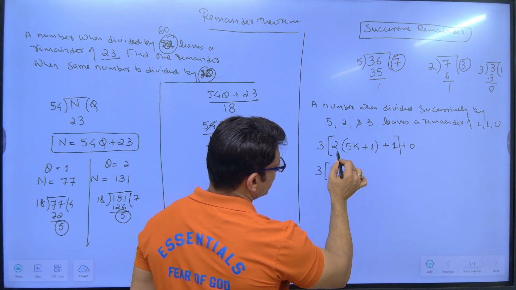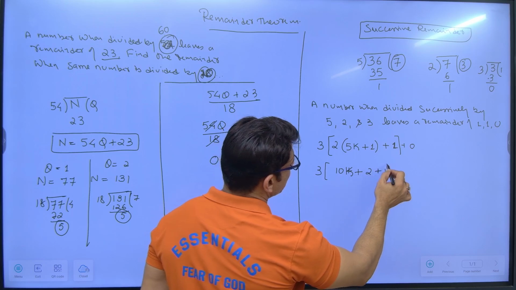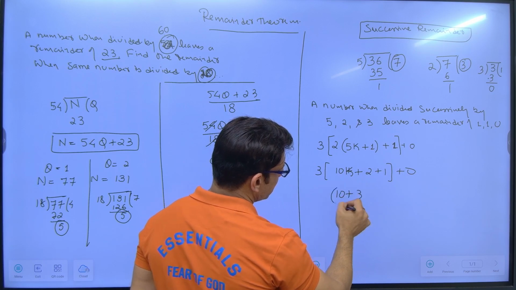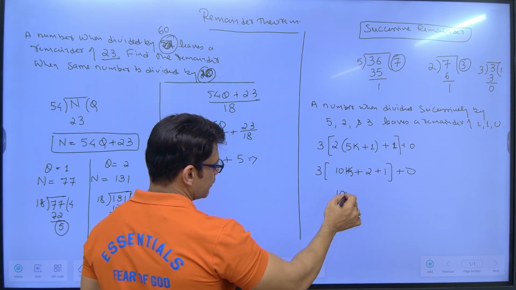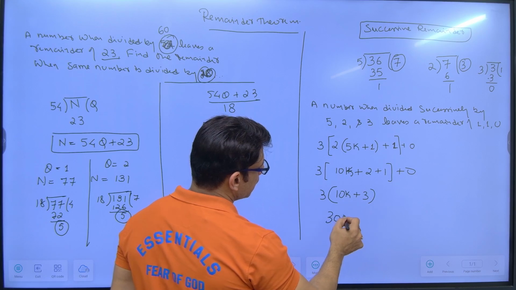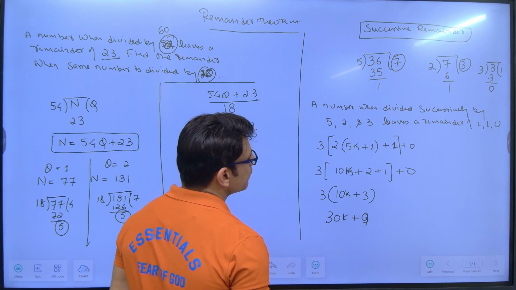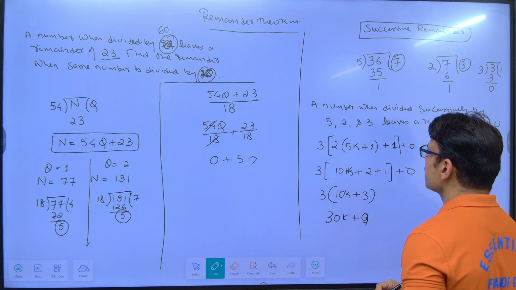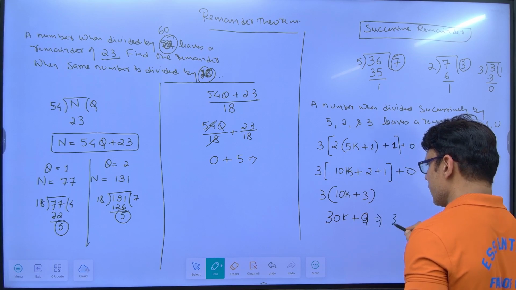Now, what is 2 fives? 10k plus 2 ones are 2, plus 1 is 3. Into 3. 3 tens are 30k plus 9. This is 2 fives are 10 plus 2, 2 plus 1, 3, into 3, 39. Check by putting k equal to 1. On 39 also you are getting the same thing.